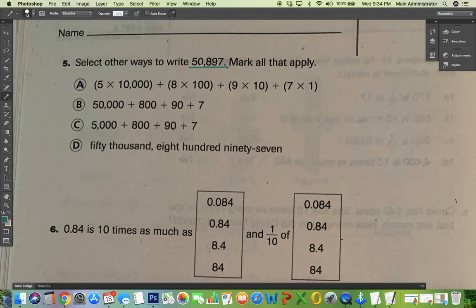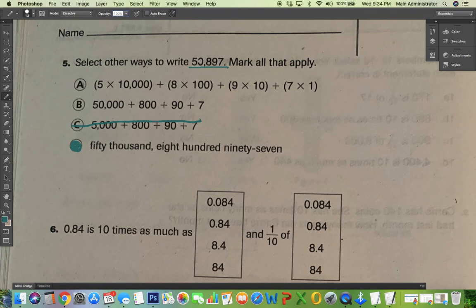Okay, I just said 50,897. I might have said 98, but it's 50,897. D works. All right, 50,000. Let's go here. That says 5,000, so no.